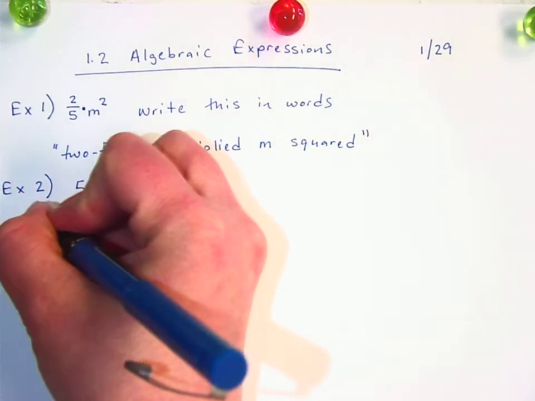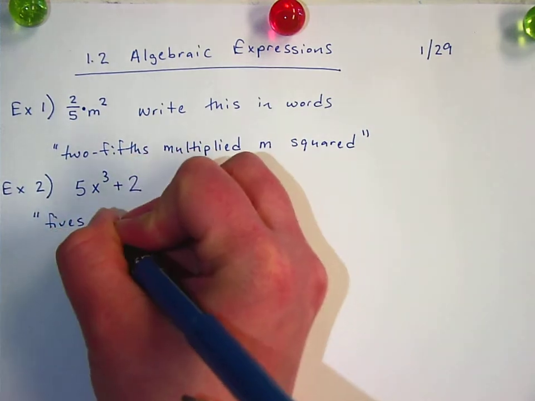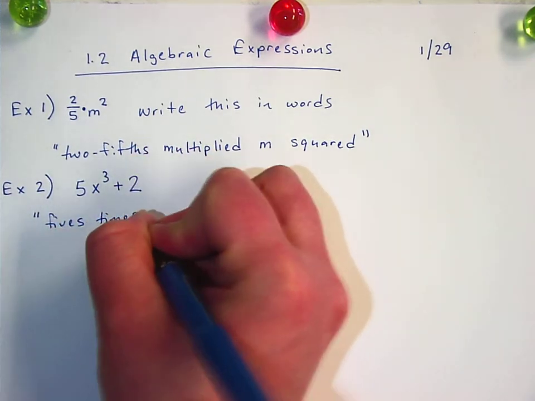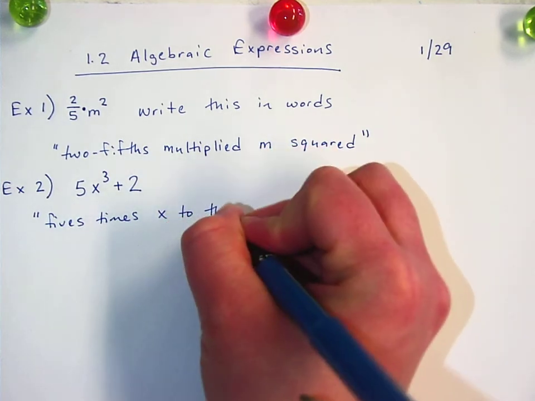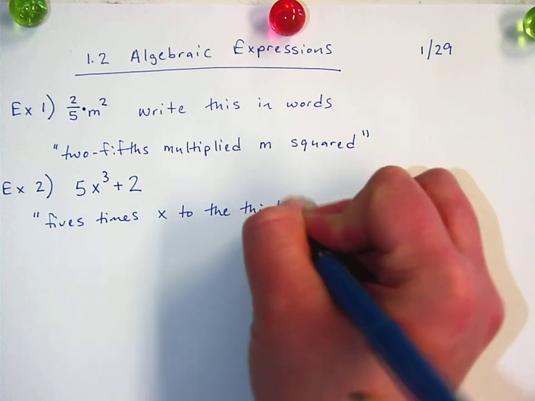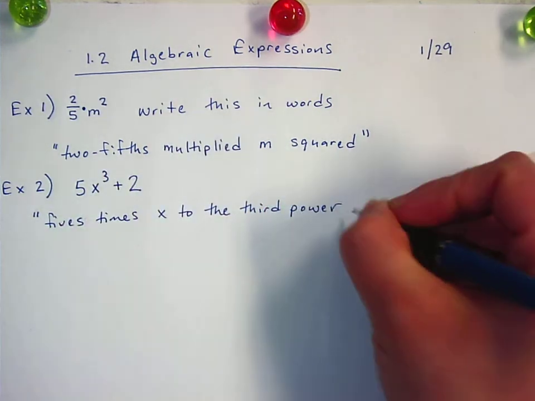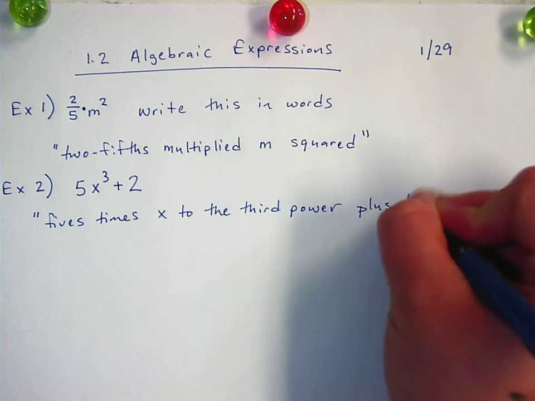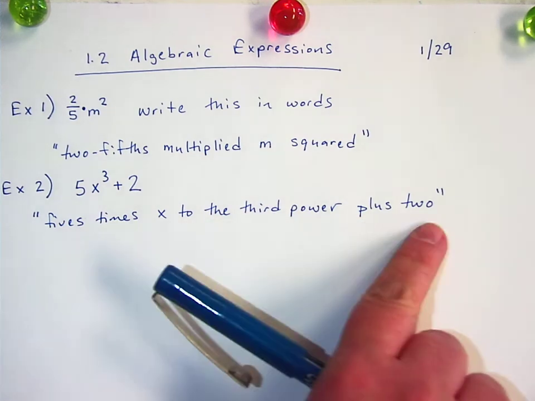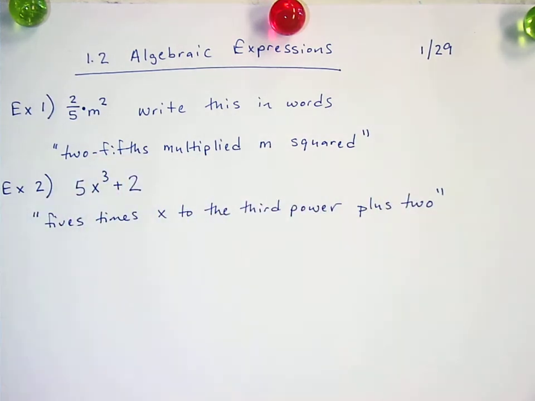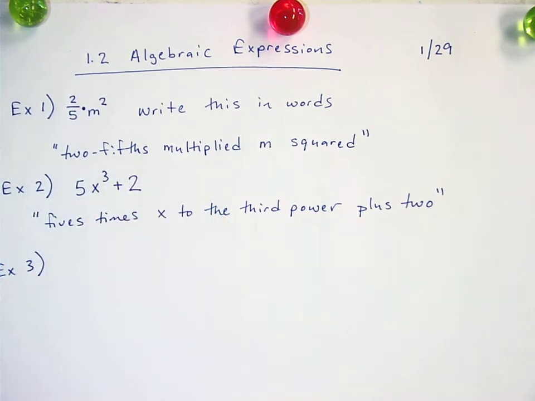All right, I'm assuming that you paused. So this is 5 times, or 5 multiplied by, x to the 3rd power, which, by the way, you could also say x cubed, plus 2. Make sure that you don't accidentally start writing just numbers inside your sentence. This should only be words. All right, so that's what half of your homework is going to look like.